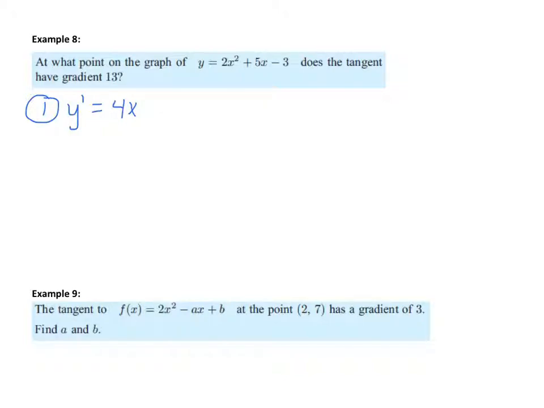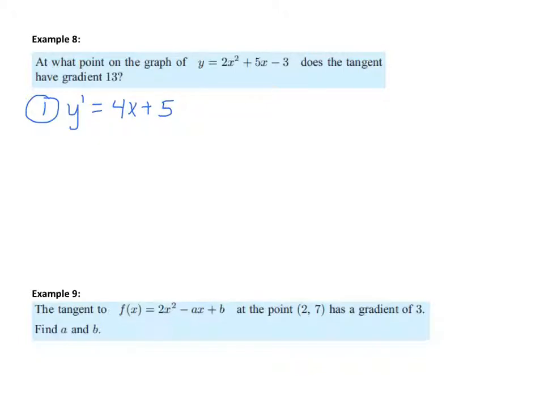The next thing is I have a 5x, and we spent time yesterday learning that the derivative of a linear term is just the coefficient. So we bring that exponent down. 1 times 5 is 5. Reduce that exponent by 1. 1 minus 1 is 0. So 5x to the 0 power is simply just 5. We have our y prime now.